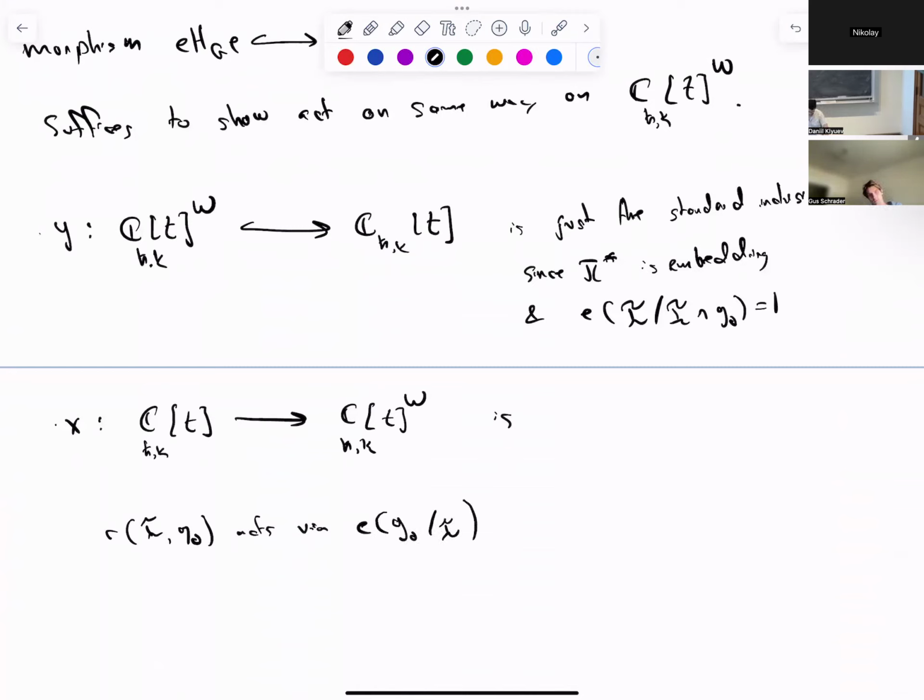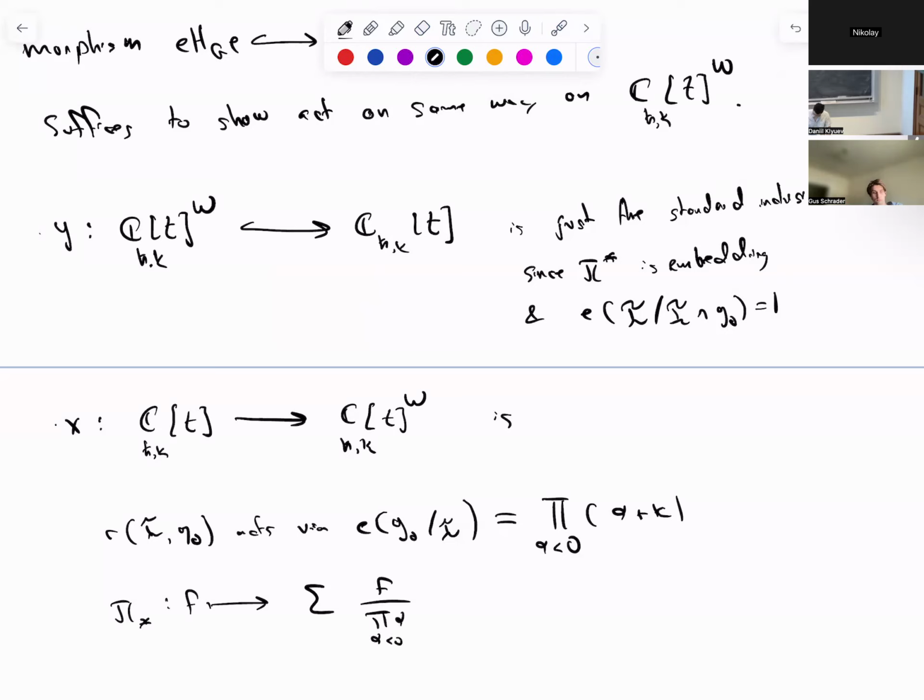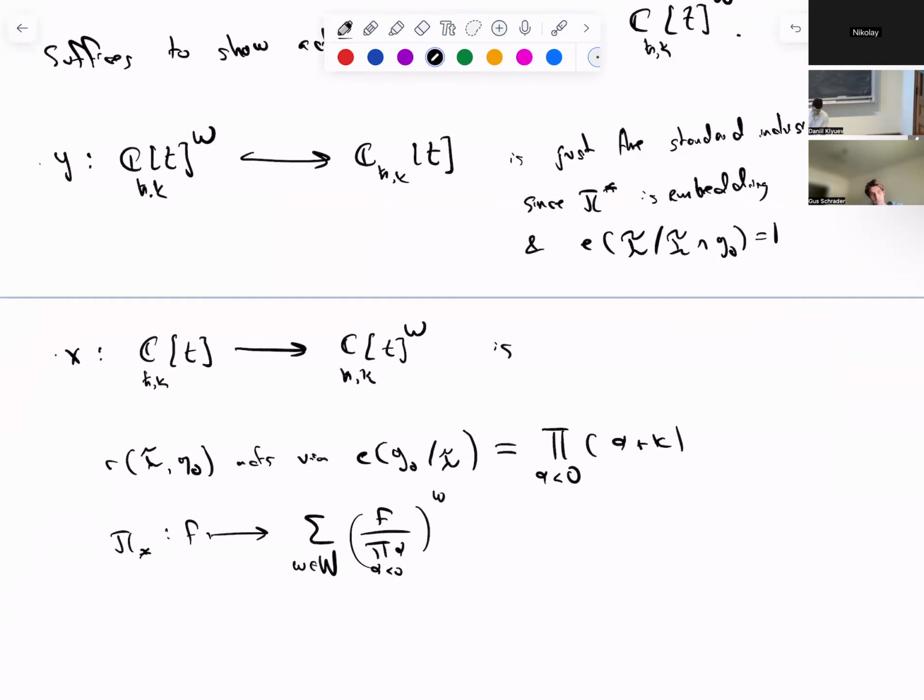And now the weights of this action are going to be of the form alpha plus kappa for all negative roots alpha, for all alpha negative. And then pi lower star is like some sort of averaging. So combining, we get x sends f to, I'm just rewriting the composition of these two operators.